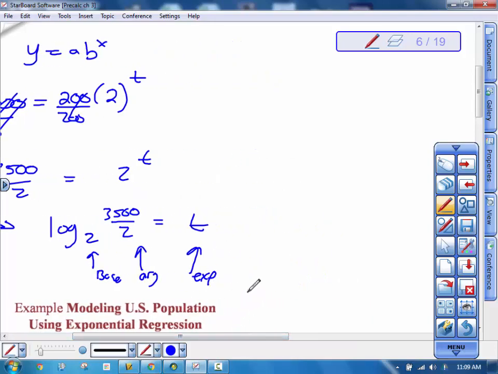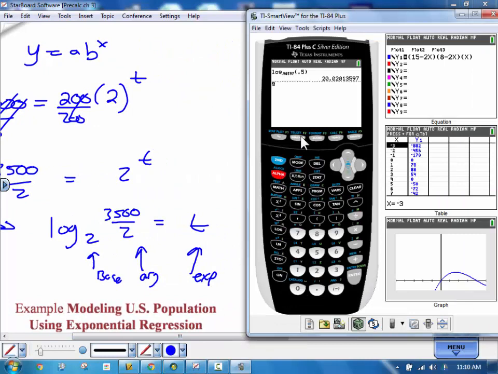In our calculator, we would do alpha window, which is log base, which is 5. So it would be log base 2 of 3,500 over 2. And we can enter, and that gives us, after about 10.77 hours, so in the 10th hour or after 11 hours, the population would reach 350,000.